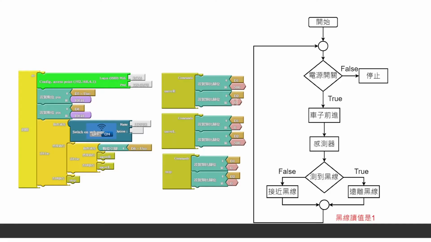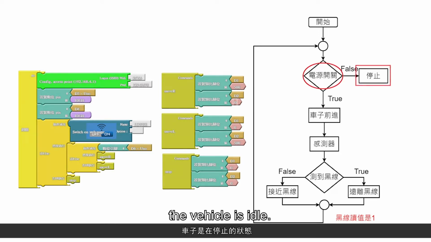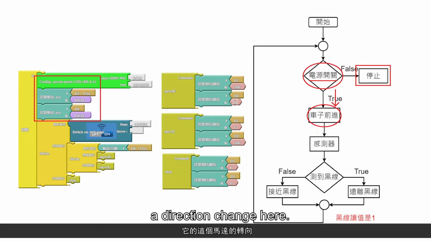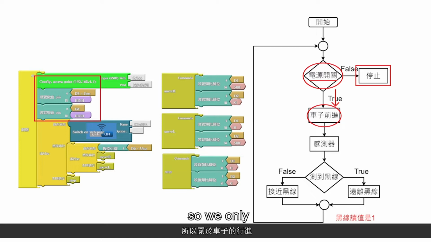Let's take a look at this. We will set up a power switch. Before the power is turned on, the vehicle is idle. Once we turn on the power, it will be true and the vehicle will move forward. Since it basically has only one motion direction, we will set up a direction change here. It doesn't have the option to move backwards, so we only need to set it up to move forward.